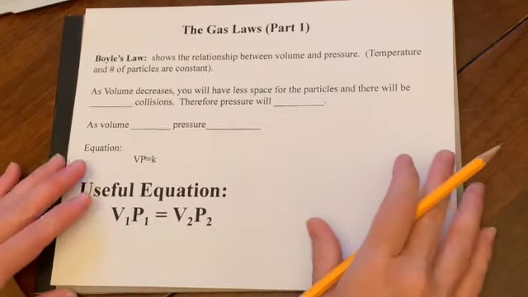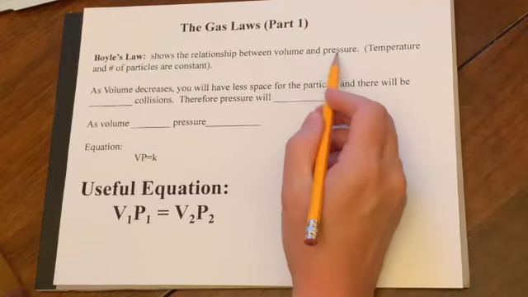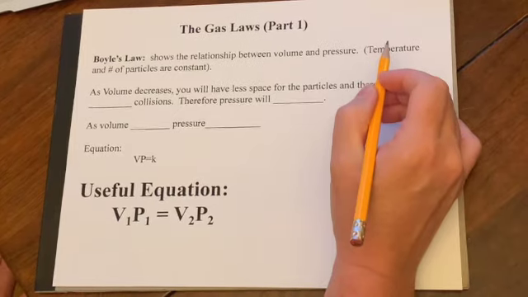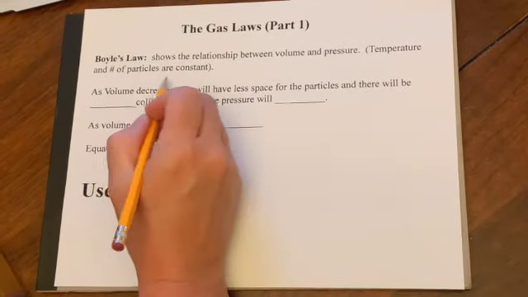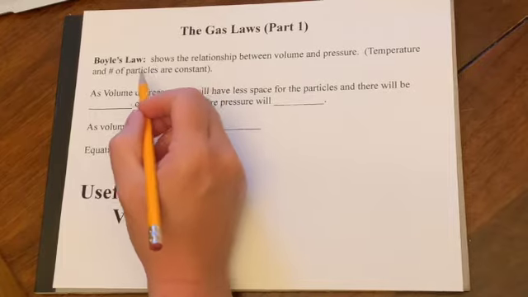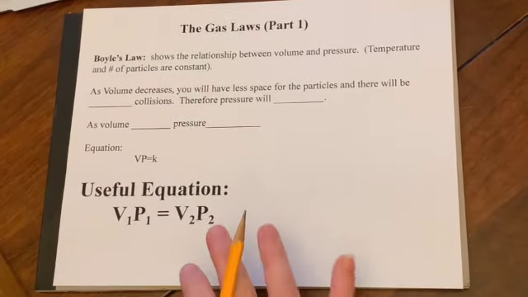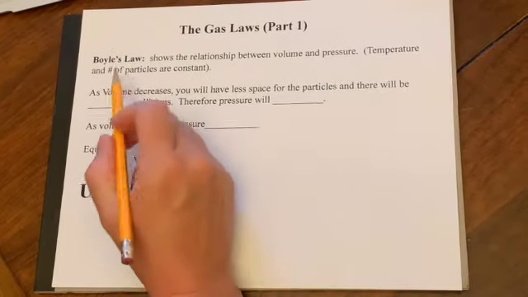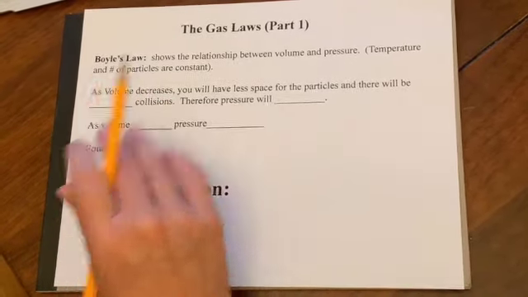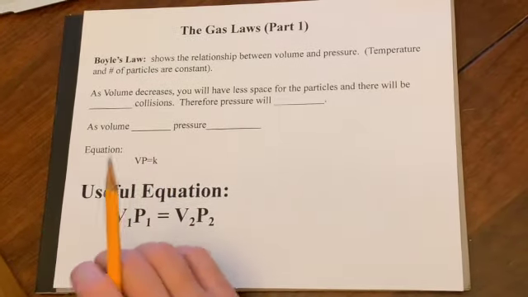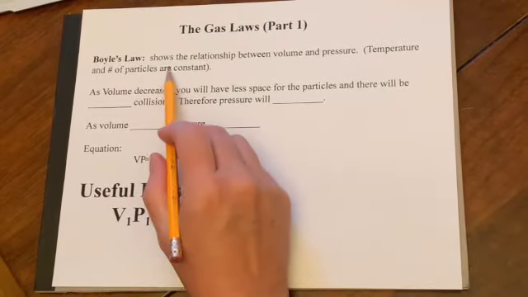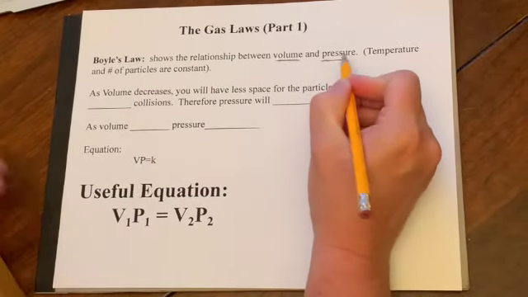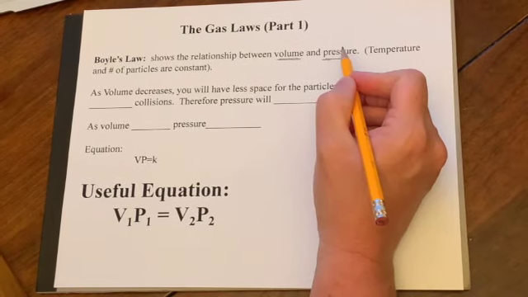All right, Boyle's Law shows the relationship between volume and pressure. For Boyle's Law, your temperature is going to remain constant. Also, another note, the number of particles are going to be constant for this entire unit. We'll change those a little bit in the next unit, but for all of the gas laws we deal with in this unit, your amount of actual gas, your number of molecules, does not change. So again, Boyle's Law shows the relationship between volume and pressure of a gas.